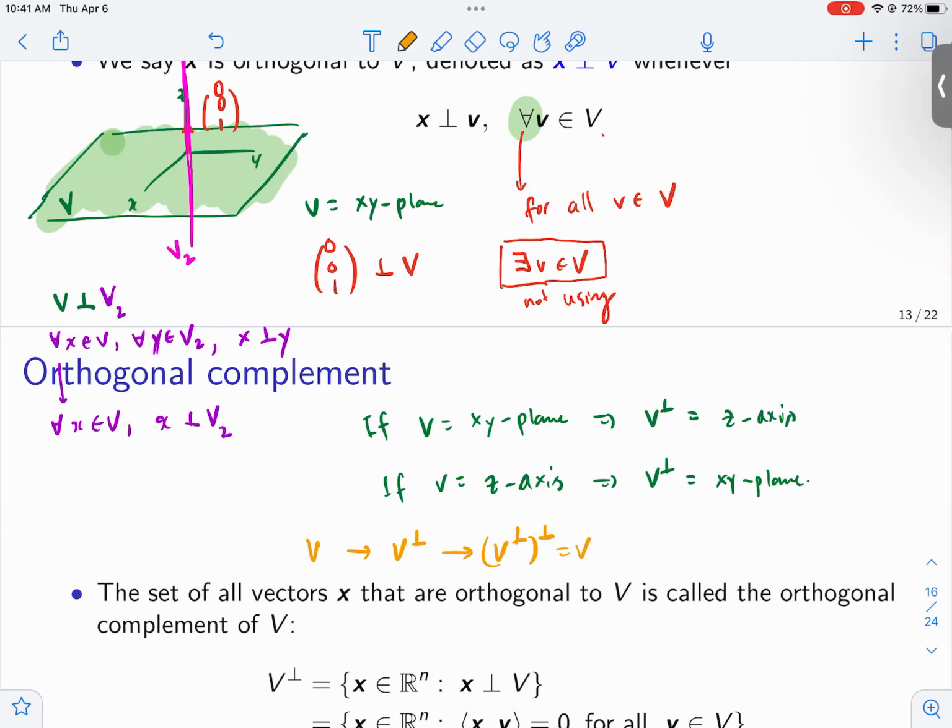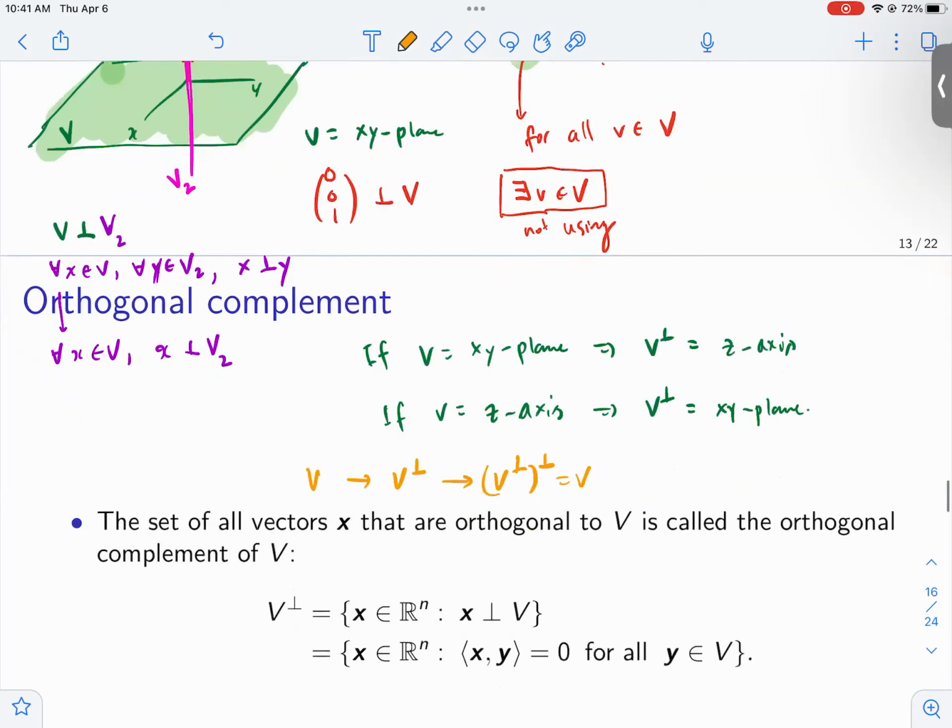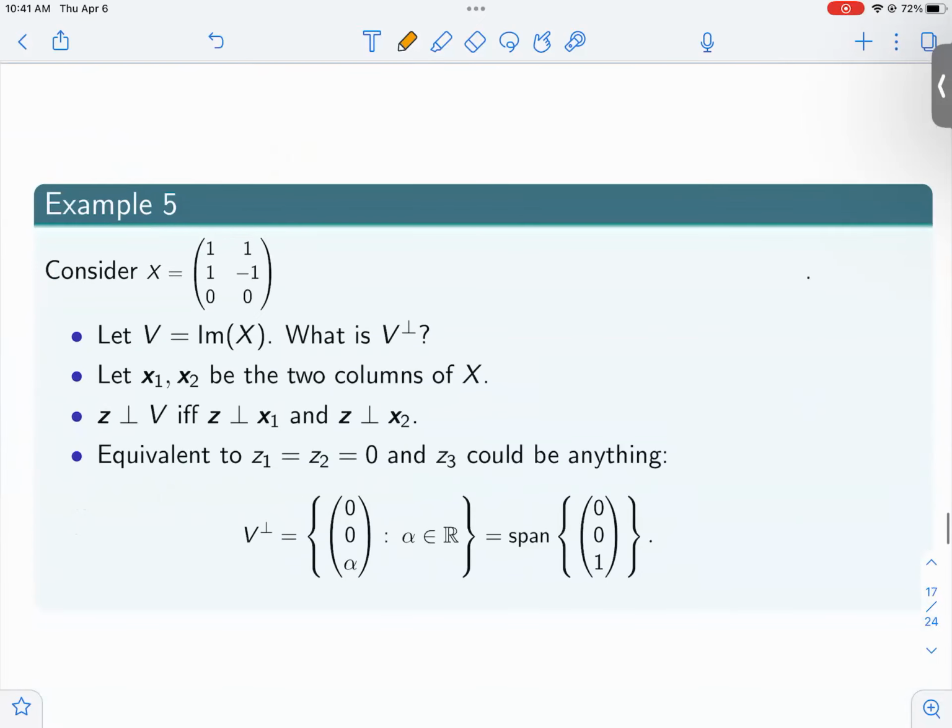Sounds good. You know what orthogonal complement is, sort of. Questions? Okay, so if you know what this is, this is a little bit more interesting example, but this basically reduces to what I mentioned.